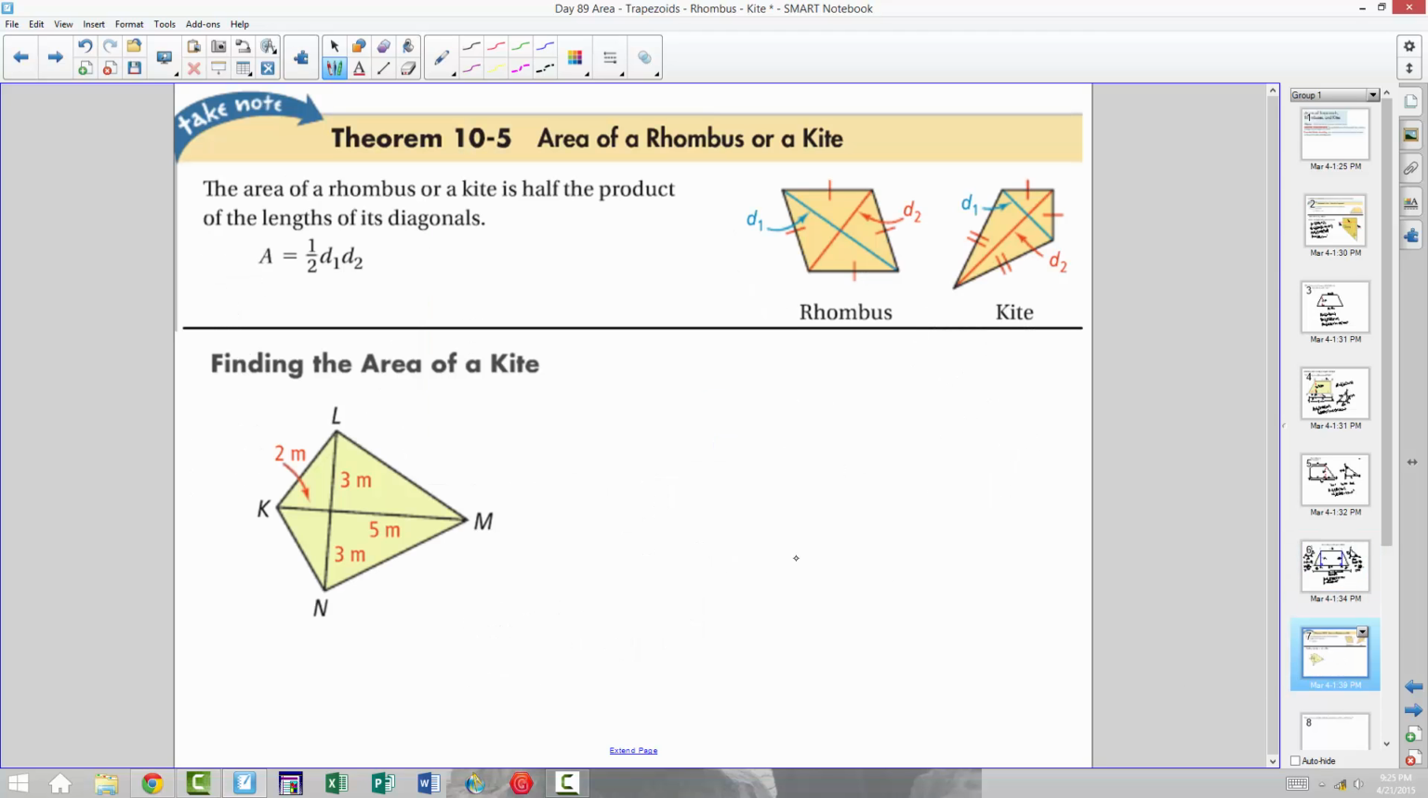Let's move on to area of a rhombus or a kite. It's the same formula. So the area of a rhombus or a kite is half times diagonal 1 times diagonal 2. So multiply the diagonals and divide by 2 gives you the area for a rhombus or a kite. So find the area of a kite. D1 times D2 divided by 2. So D1 I'm going to call LN, which is 3 plus 3. D2, diagonal 2, I'll call K to M, which is 2 plus 5.